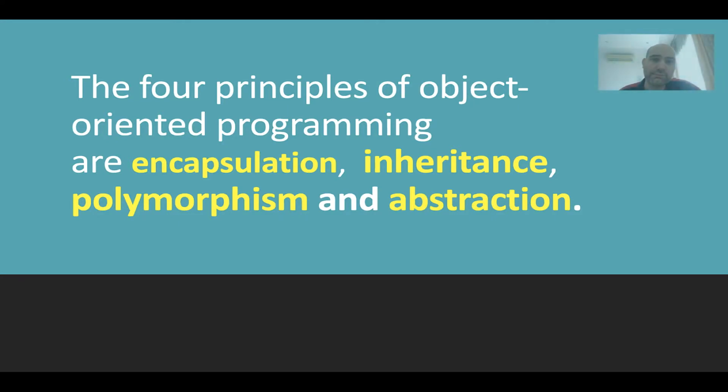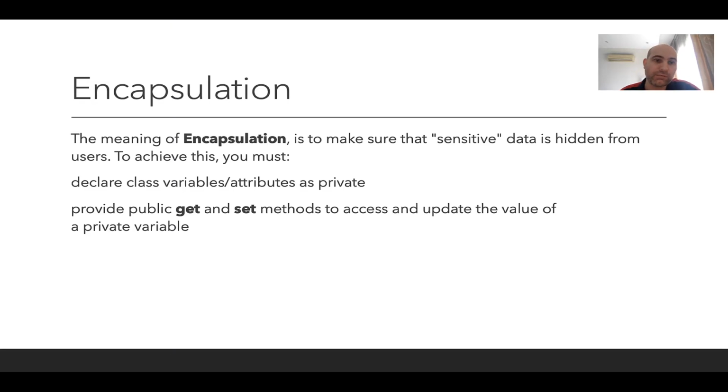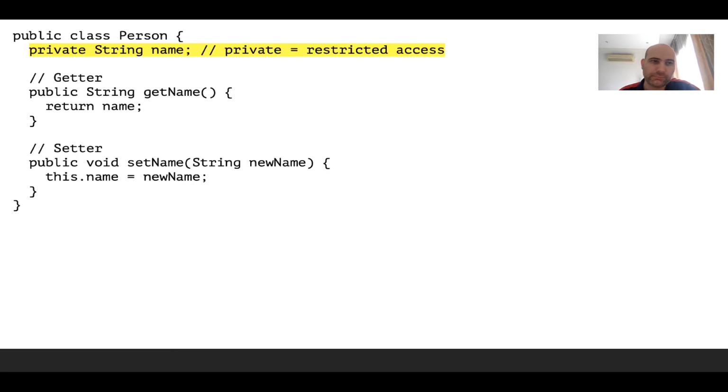There are four principles of object-oriented programming. These are exactly the same in Python or Java or C++, but it's worth going through and having a look at how Java implements them. The first one is encapsulation. Encapsulation is the idea that you hide sensitive data from the user. To achieve this, use getter and setter methods. So if you look here, you have a private string, and then you have a getter and a setter.